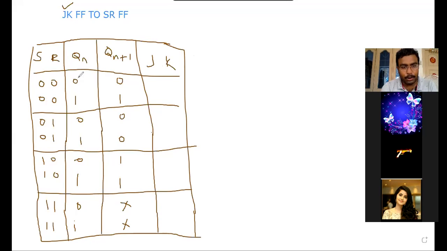If your present state and next state values are 0, 0, then what will be your J and K values? 0 and don't care, sir. Yeah, I'm noting it down from your information. Then if my present state and next state values are 1 and 1, what will be my J and K values? Don't care and 0. So I'm writing don't care and 0.